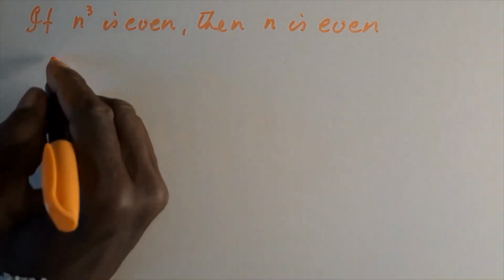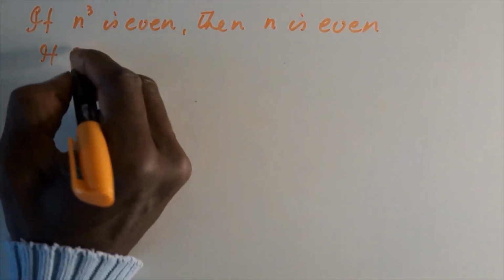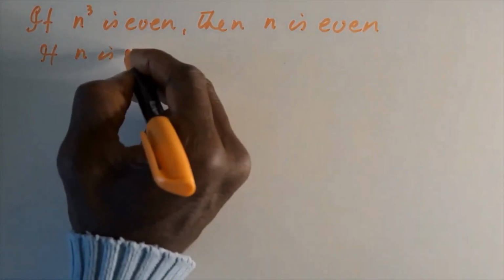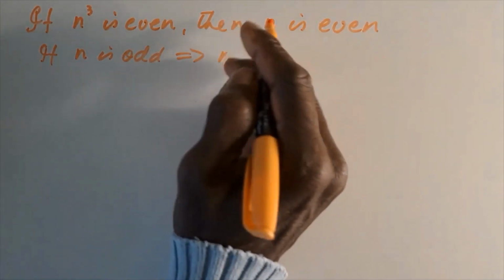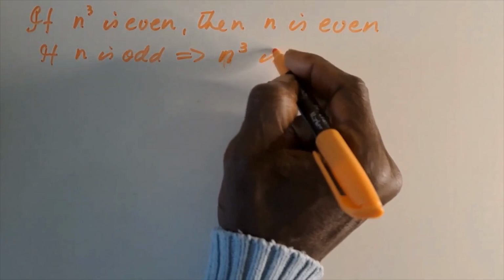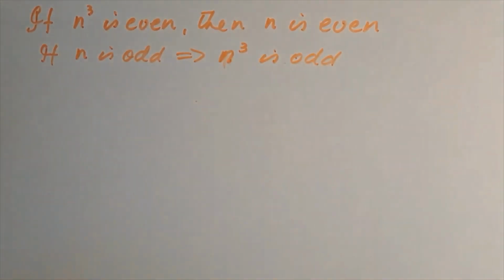Hi there. If n cubed is even, then n is even. Again, we'll use the contrapositive, or proof by contraposition. The contrapositive of this is that we negate both sides of this implication to write that if n is odd, it implies that n cubed is also odd.